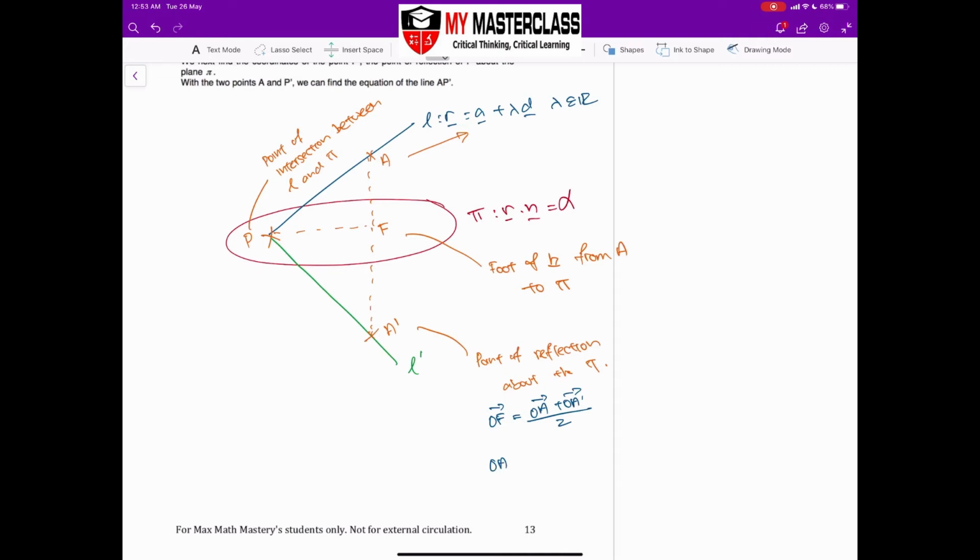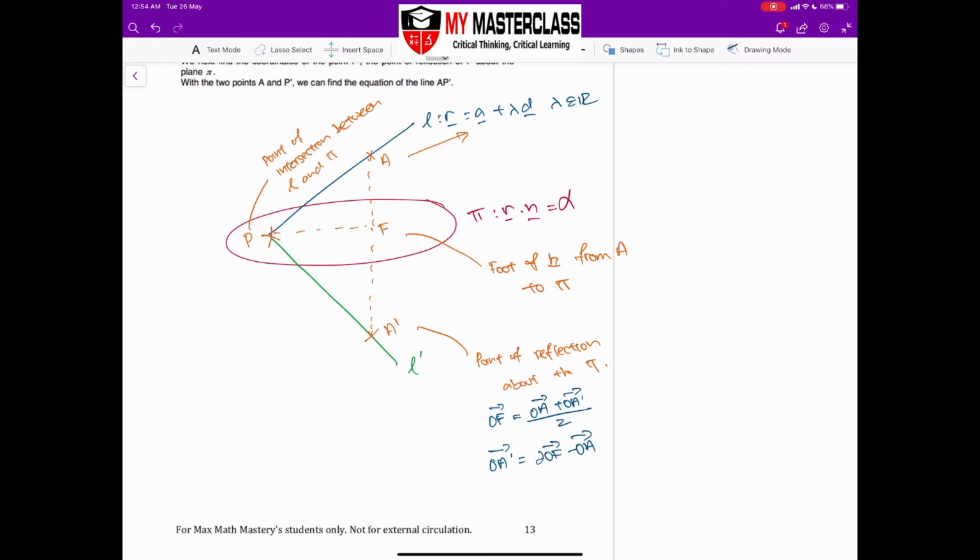So if I want to find OA prime, manipulating the equation, I'll get 2OF minus OA. This essentially will help you to find A prime. Take note, you do see that it actually tests you a lot of different concepts: intersection between line and plane, finding the foot perpendicular, and finding the point of reflection. That's why this question is highly tested in school exams, because it tests whether you know your basics well or not.